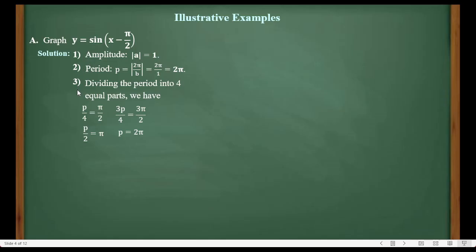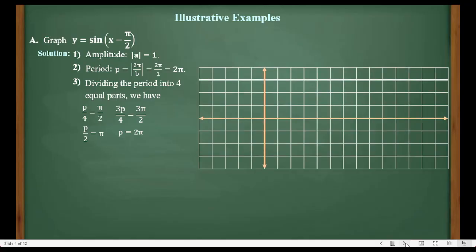The graph of, not necessarily this one, we consider first the graph of the mother function of this given function. And the mother function is actually equal to y equals sine of x. Now, in order for us to graph the mother function, of course, we need to prepare the Cartesian plane. So this is the Cartesian plane.